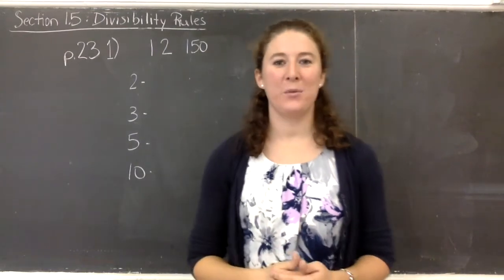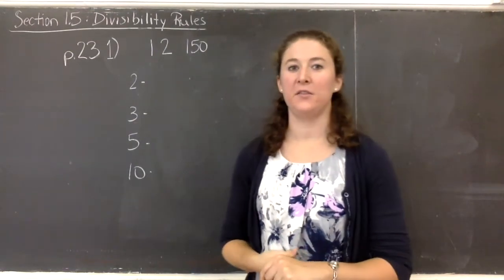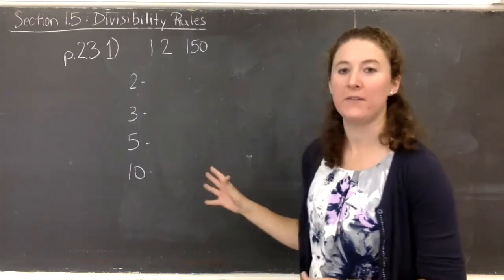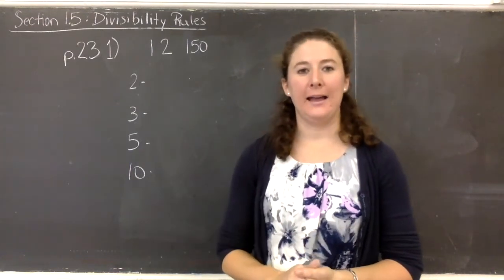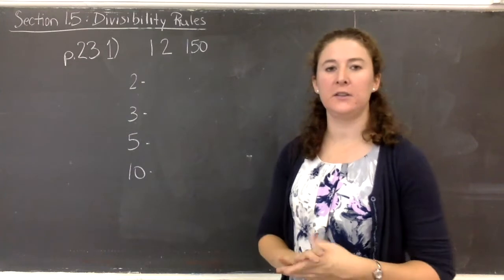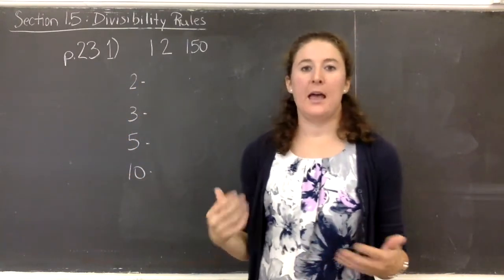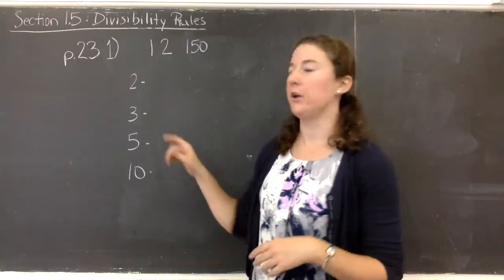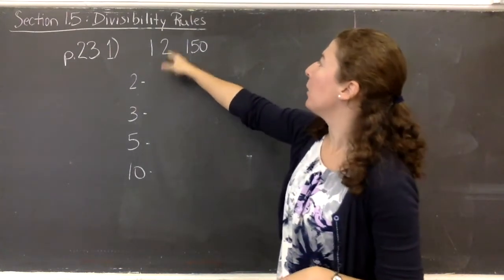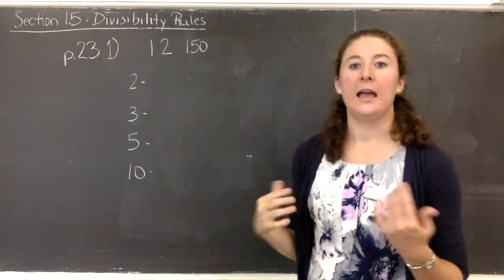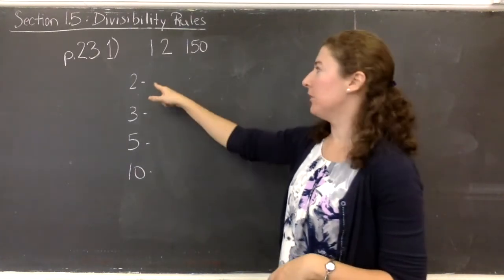Hi gang, so we're back working on some examples of divisibility rules, section 1.9. On the board behind me, I have an example. This is similar to the exercise we'll be doing on page 23, question 1. The number that I have is 12,150. And I want to find out, is this number divisible by 2?